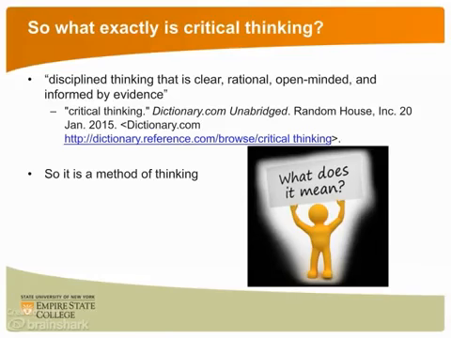Now we have a general idea about critical thinking. More formally, critical thinking is, quote, "disciplined thinking that is clear, rational, open-minded, and informed by evidence," unquote, as defined by the Random House Online Dictionary. So critical thinking is a mindset and method of thought. It is logical and requires evidence, rather than working on gut feelings. It allows for new ideas, rather than focusing on a narrow perspective. Let's look at these characteristics more closely.